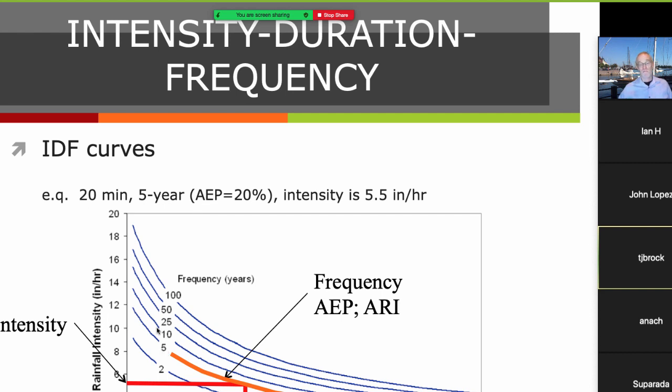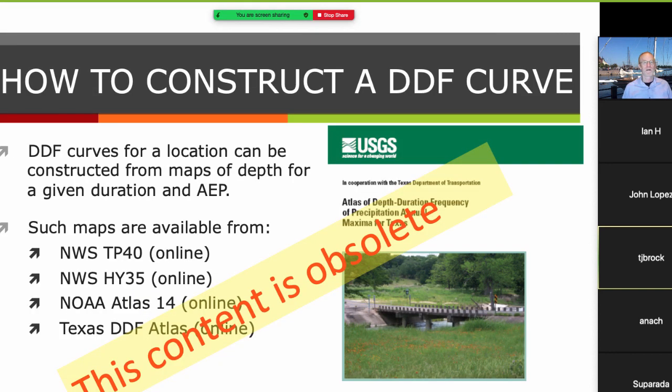And the way we use these curves is in the same way. So for example, a 20-minute, 20% chance intensity, so 20-minute, we go to the 20% chance curve, which is this orange highlighted thing, and we read across, and it's 5.5 inches per hour. We've got the units right. So that's an IDF curve. Both of them occur frequently, DDF or IDF.